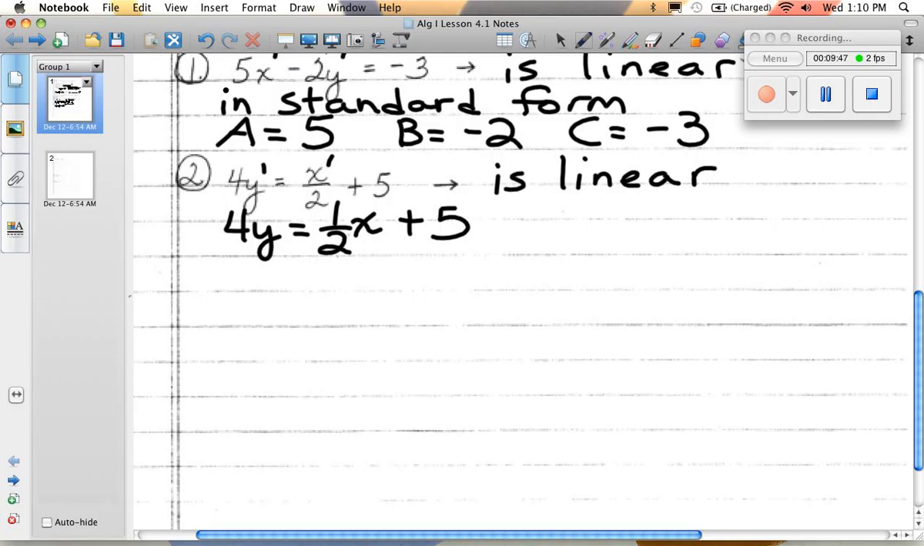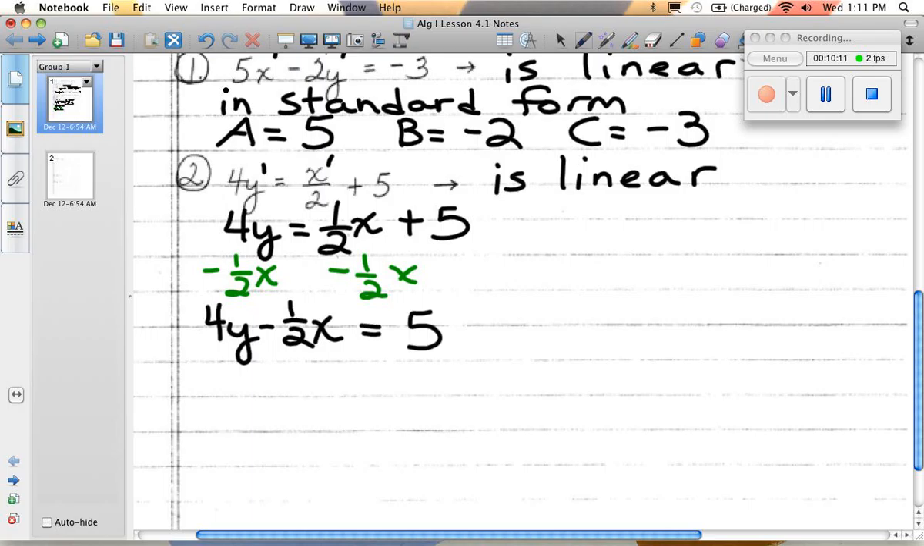Who has to be together on the same side? X and y. So let's move these x's over there. You know what, the constant wants to be alone. Let it be alone. We can't really take a half an x away from y, so we have to write it like that. 4y minus a half an x. They're not like terms. Equals 5. There's our constant all by itself. There's our c.